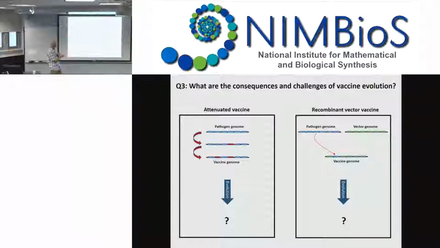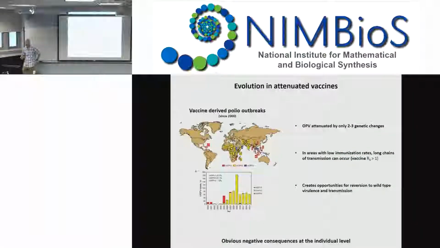Where I'm going to start is again with an attenuated vaccine. Okay? So again, these are vaccines where you just take the wild type pathogen, you adapt it to unnatural conditions, that weakens it, you still get immunity, but if you were to go backwards in time here, you go back to the wild type pathogen. So I'm going to start by talking about those, and then I'm going to finish by talking about evolution in recombinant vector vaccines, which has very different consequences.